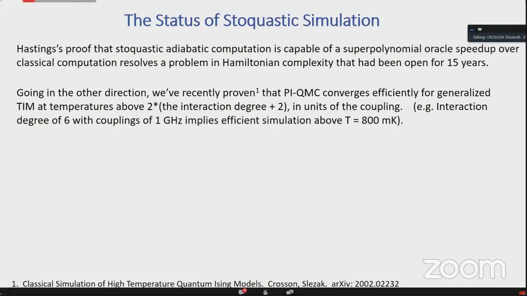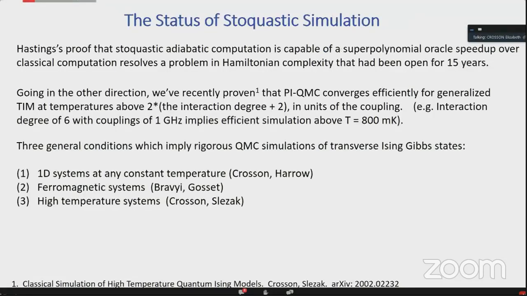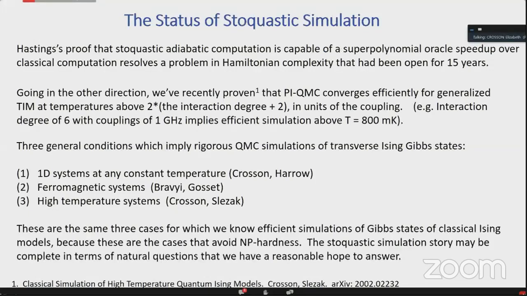But I think one of the main things I want to say about this result, so we now have 3 general conditions that imply rigorous quantum Monte Carlo simulations of transverse Ising Gibbs states. These are 1D transverse Ising systems at any constant temperature, ferromagnetic systems, even down to inverse polynomially small temperature, and then this recent result of high temperature systems. And so what's notable about these 3 cases is that these are the same 3 cases for which we know efficient simulations of Gibbs states of classical Ising models, because these are the cases that avoid NP hardness.